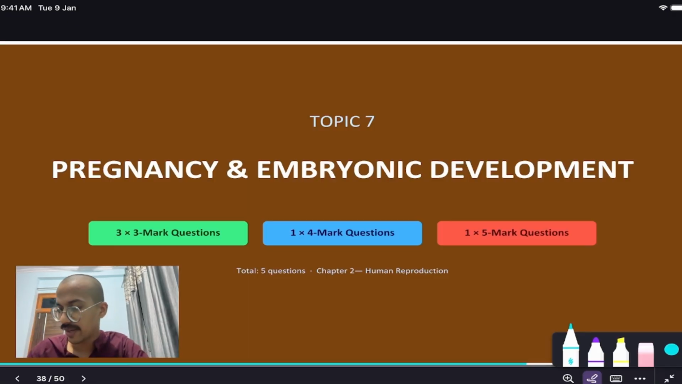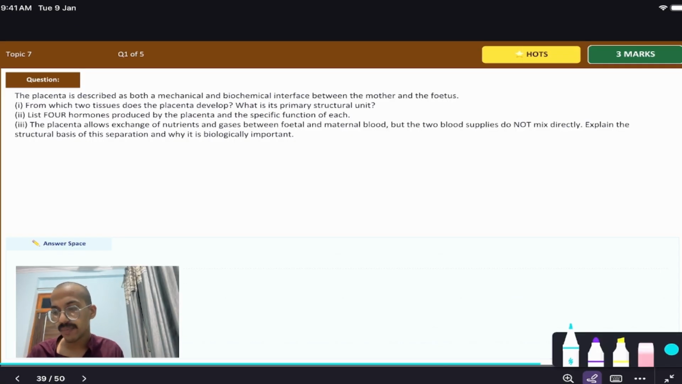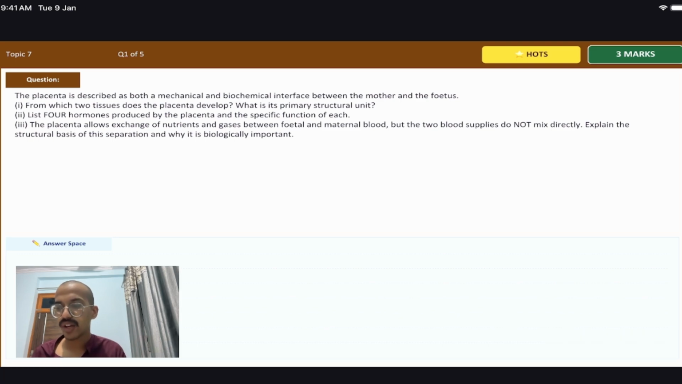Okay, moving on to the next one, pregnancy and embryonic development. The placenta is described as both the mechanical and the biochemical interface between the mother and the fetus. From which 2 tissues does the placenta develop? One is the chorion, one is the endometrium. What is its primary structural unit? Chorionic villi are its primary structural unit. List 4 hormones produced by the placenta and specify their functions. Human placental lactogen, human chorionic gonadotropin, and others will all be secreted by it, and their functions you know from the NCERT itself.